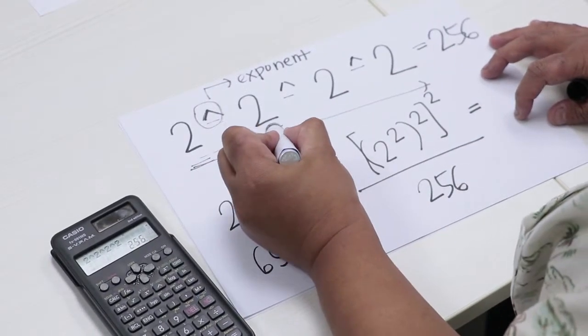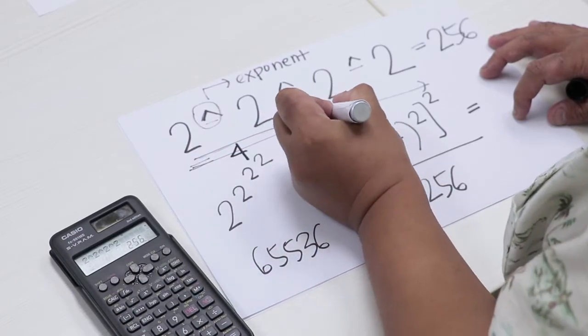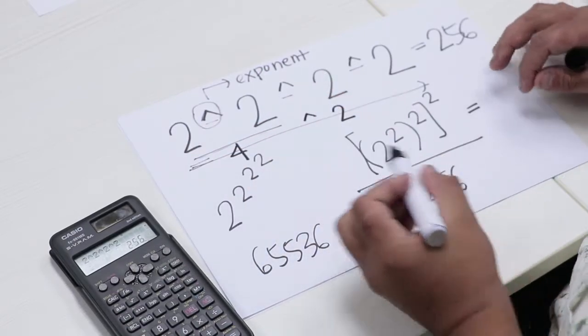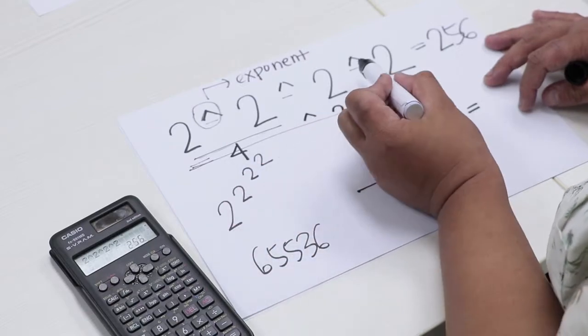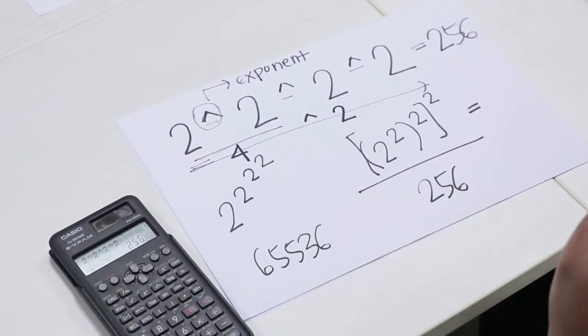So, that's why it evaluates this first, which is 4. Then we have squared right here. Ayan, which is 16. And then we have squared right here, so 16 squared is 256.